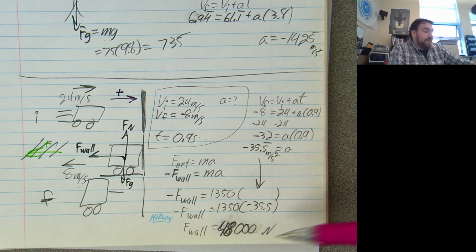It should be 540,000, which is 5.4 times 10 to the 5. Which is why crumple zones are a thing. Because 540,000 newtons of force on the occupant of a car is way more devastating than 48,000 newtons of force on the occupant of a car.